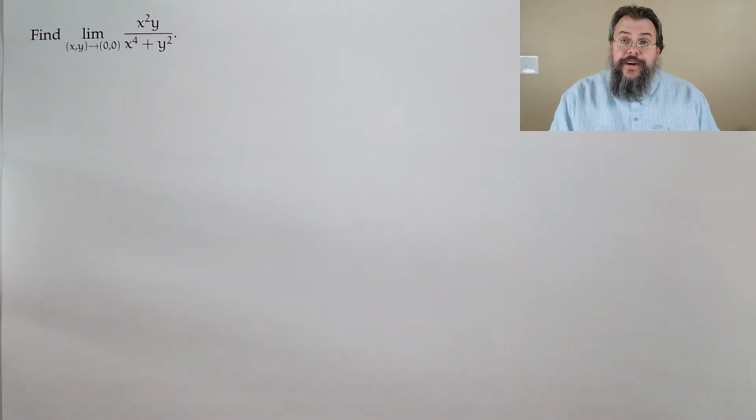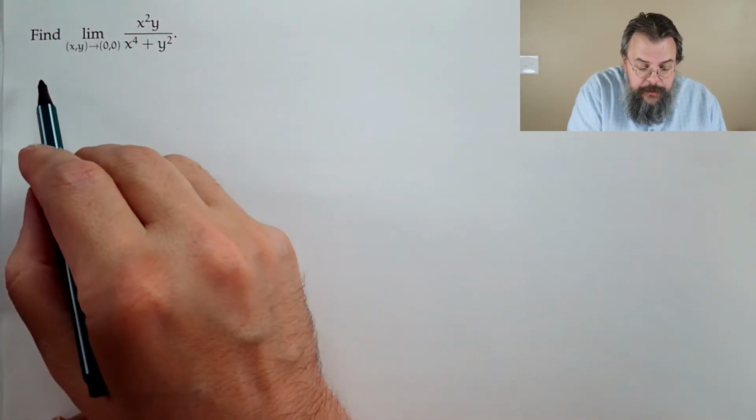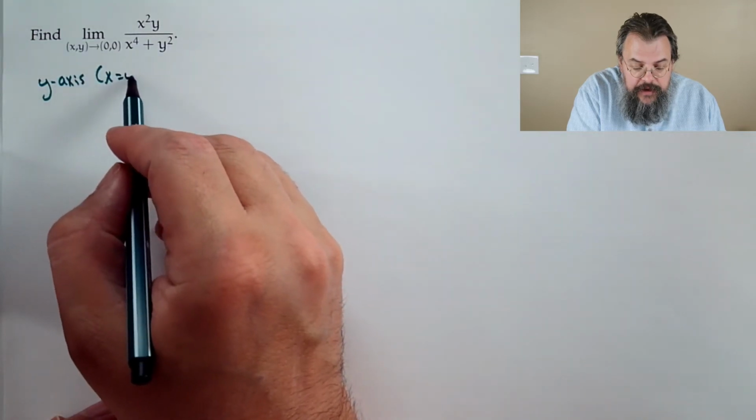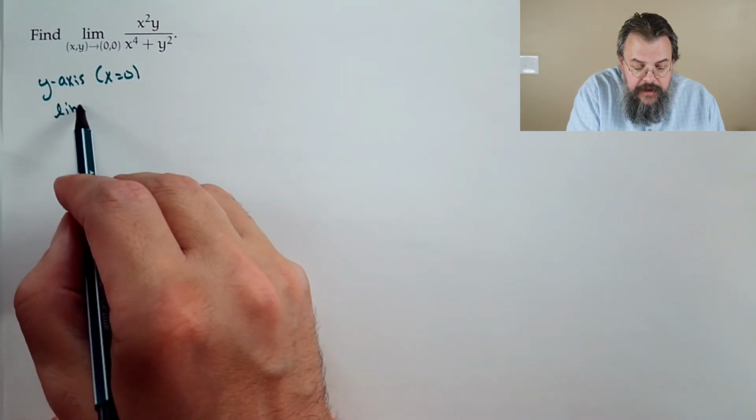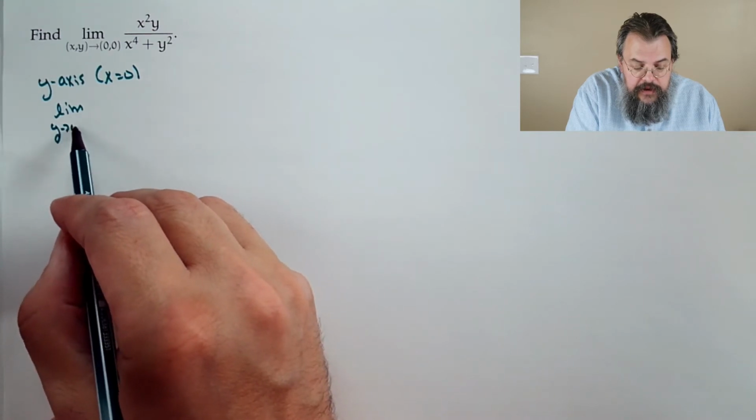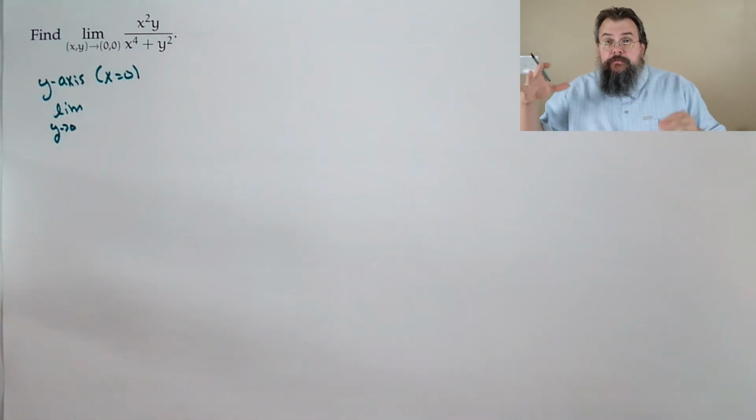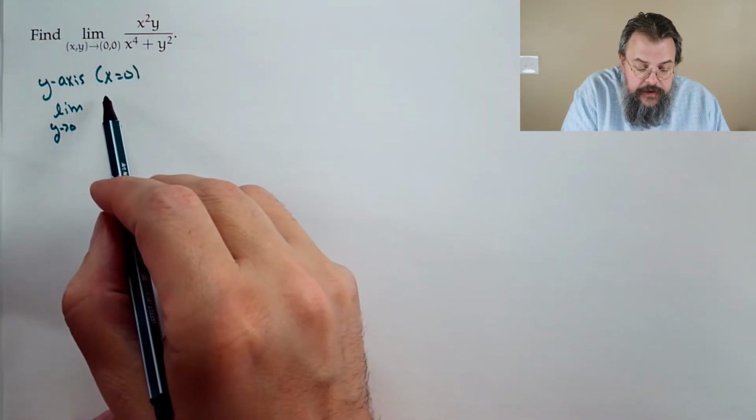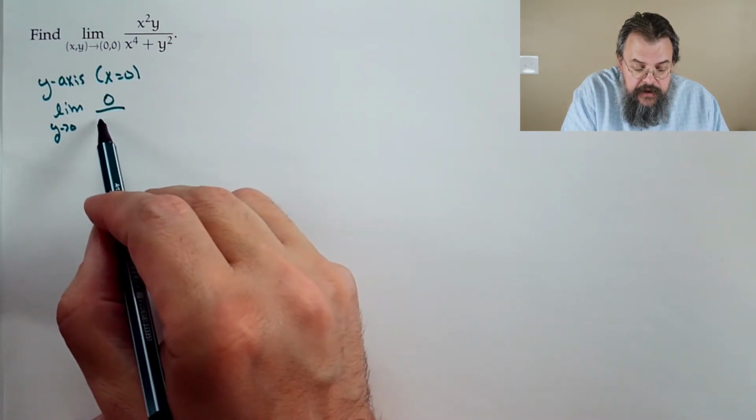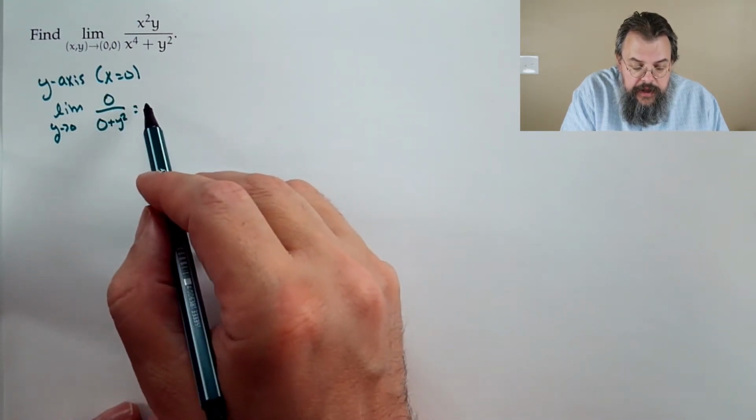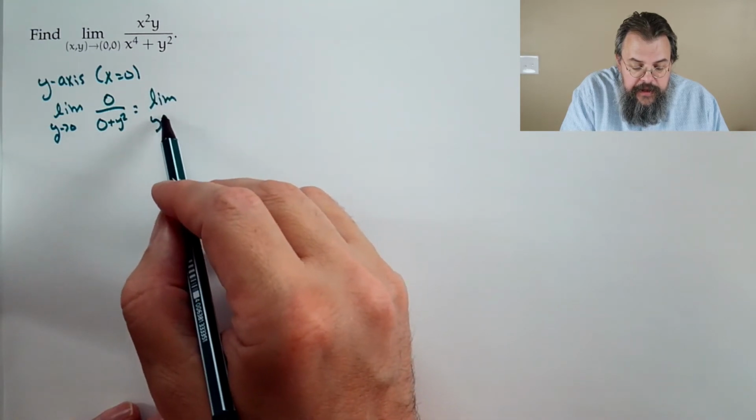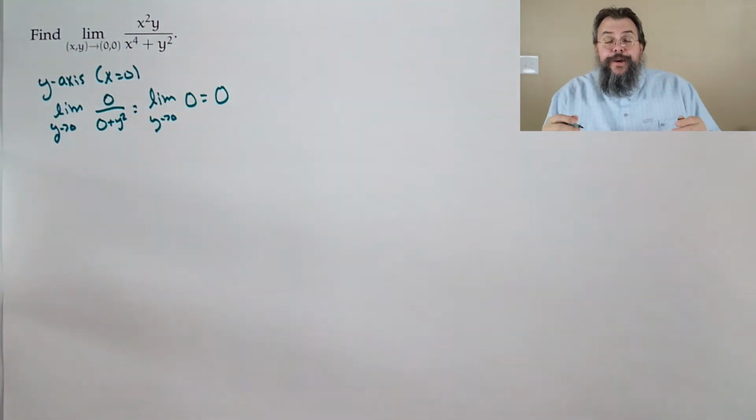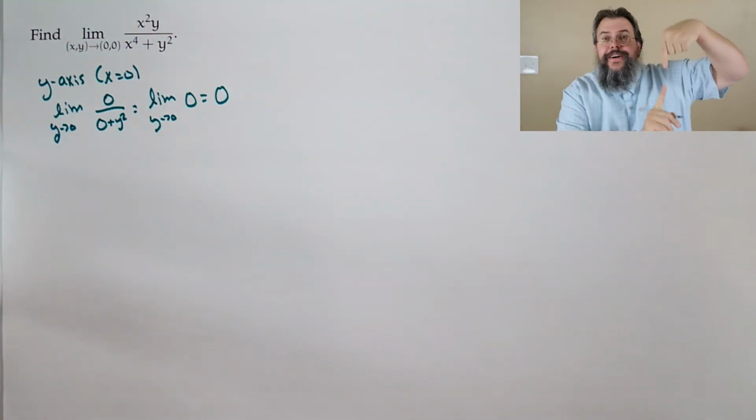Well, let's go along the y-axis. If we're on the y-axis, that really says x equals 0. So we're going to have our limit as y goes to 0, because x is 0, so only the y part varies. In the numerator, we're going to have 0, and downstairs, 0 plus y squared. So that's our limit as y goes to 0 of 0, which is 0. Okay, great, perfect. So, goes to 0.